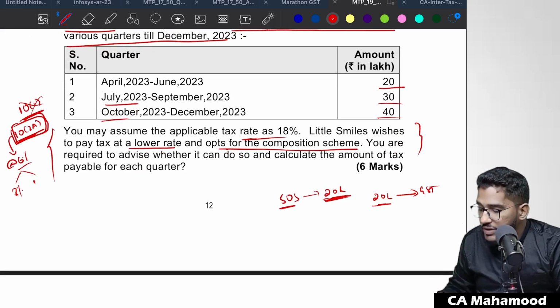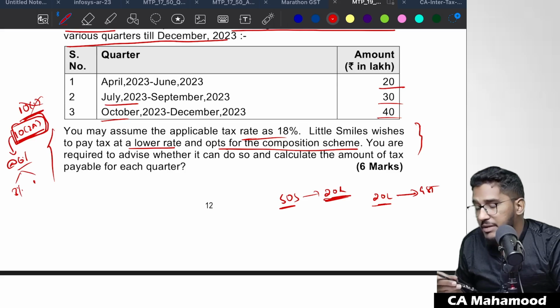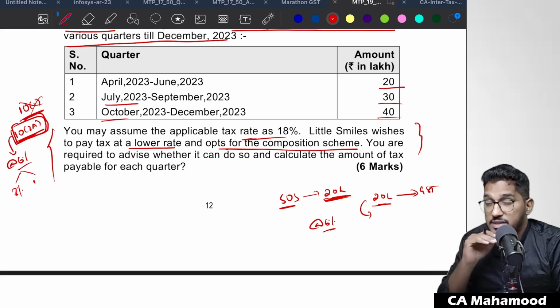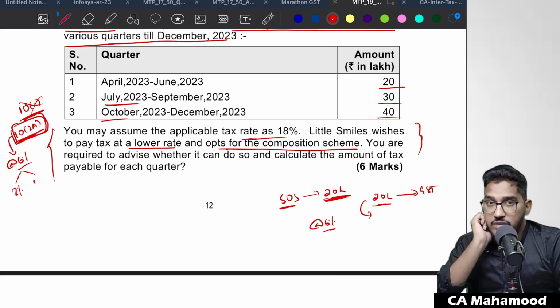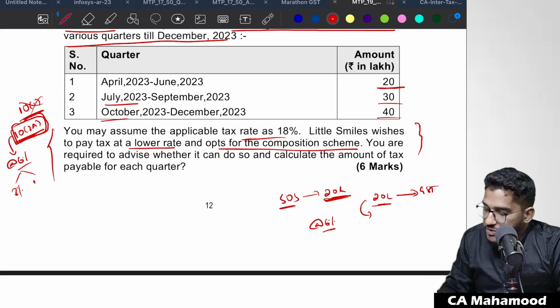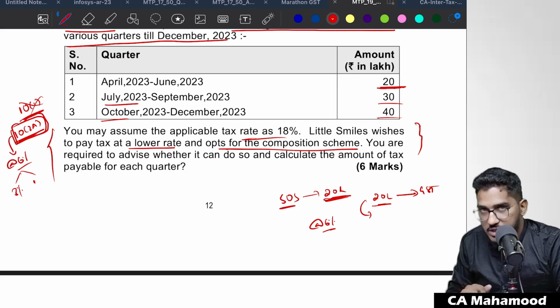Now, the moment your turnover exceeds 20 lakh rupees, you become liable to pay GST, you become registered. But as you know, if you opt for the composition scheme, you can pay the reduced GST at the rate of 6%. But that composition scheme you can avail only when your turnover is up to 50 lakh rupees. Only till that point of time can you opt for the composition scheme, right? So initially in the first quarter, your turnover is 20 lakhs only, within the threshold limit: no registration, no GST.